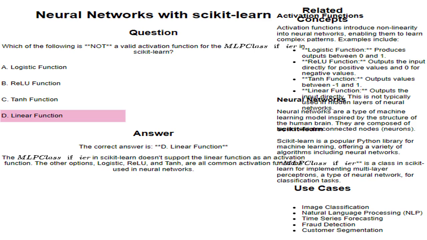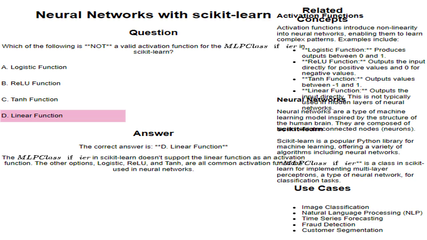Scikit-learn. Scikit-learn is a popular Python library for machine learning, offering a variety of algorithms including neural networks. MLP classifier is a class in scikit-learn for implementing multi-layer perceptrons, a type of neural network.